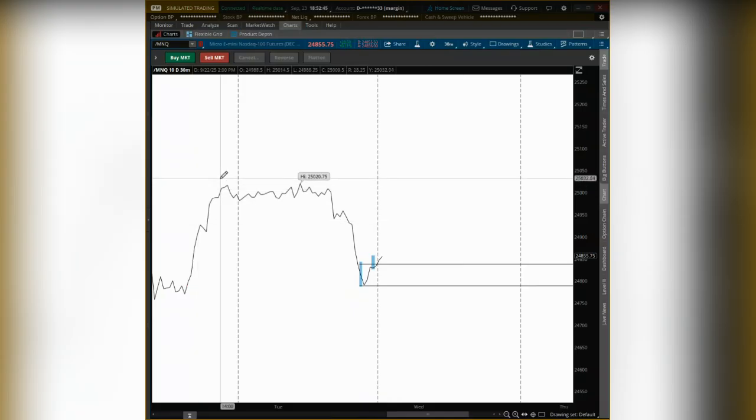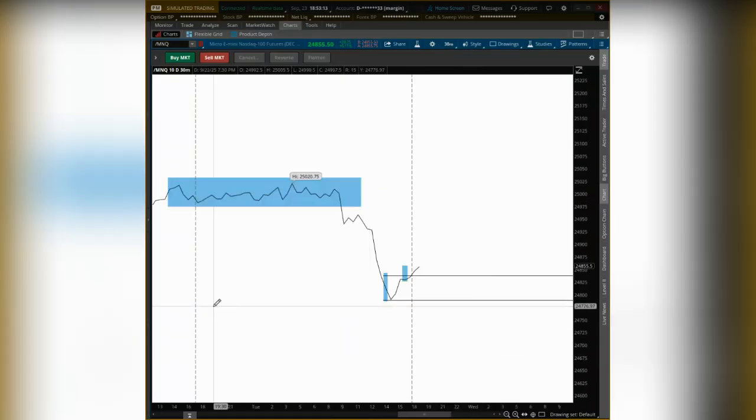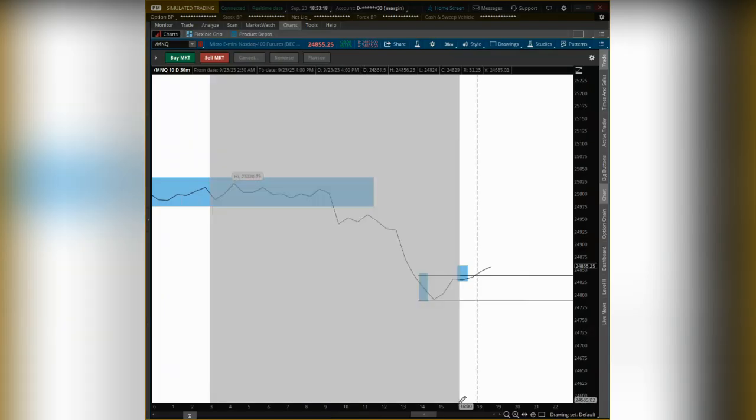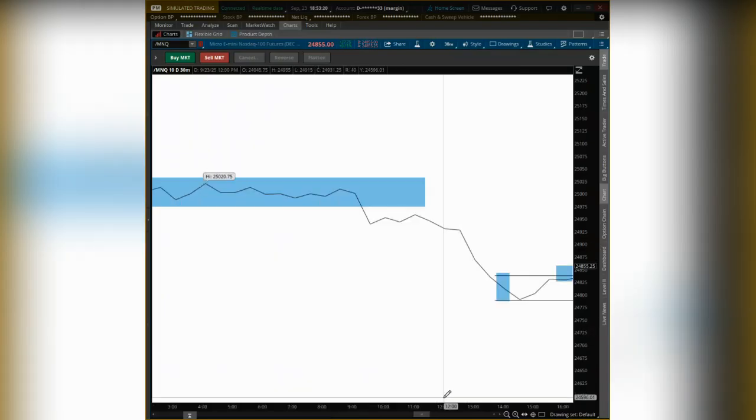Well, that was Neil's trade. So he had an A, B, C, D, E, and then it broke the E. So where the 25-20 is. So the A was the dip down there, just below.